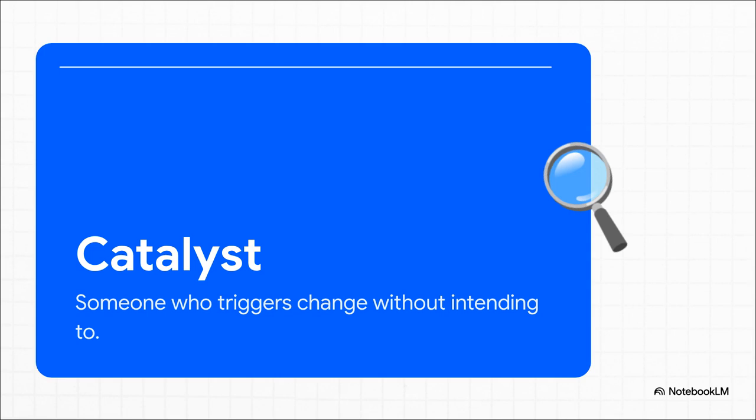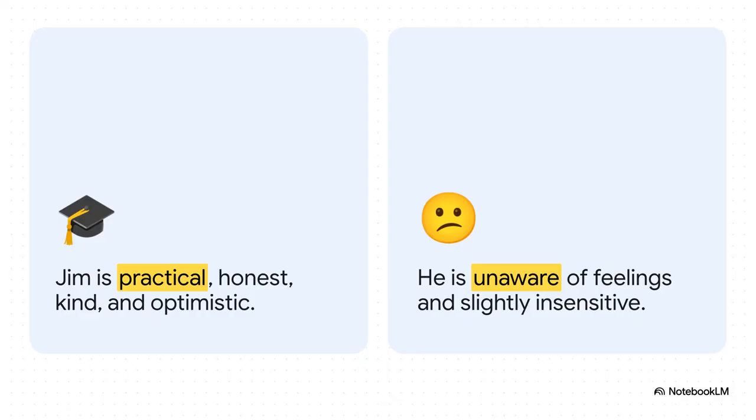Jim isn't malicious, he's a catalyst. He triggers profound change without actually meaning to do any harm. He walks into that apartment as the inevitable, destructive, yet well-meaning force of the realistic world. Jim is basically the poster child for practicality.